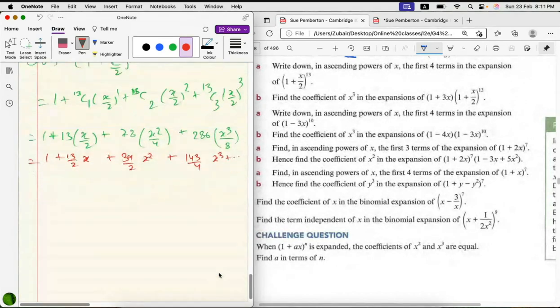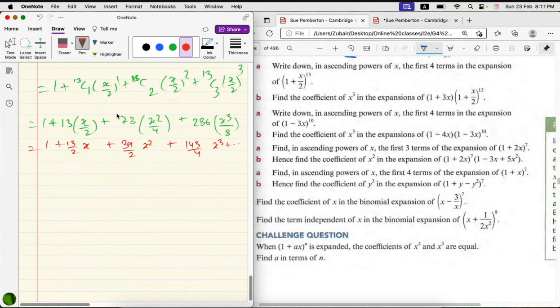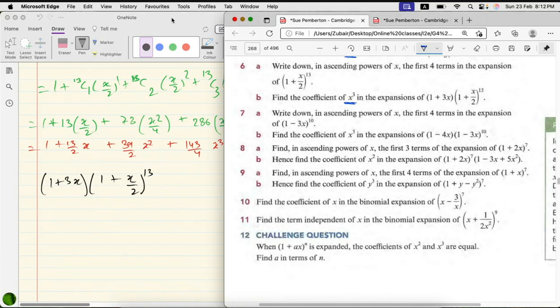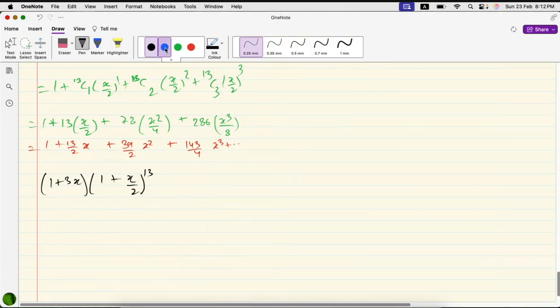Are we getting the same first? A part answer: 1 plus 13x over 2 plus 39 over 2x squared plus 143 over 4x cubed, right? Yeah. Now B part says coefficient of x cube in this expansion. I got 377 over 4. 377 by 4.